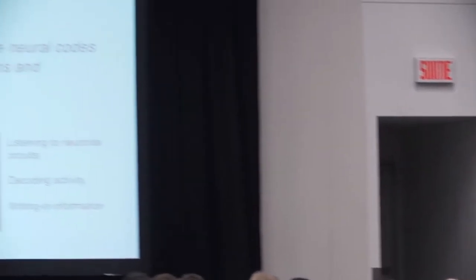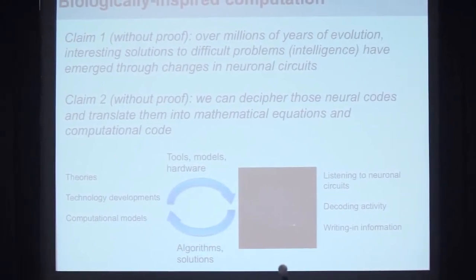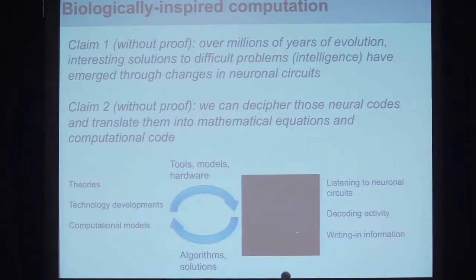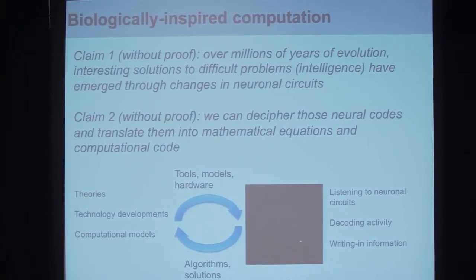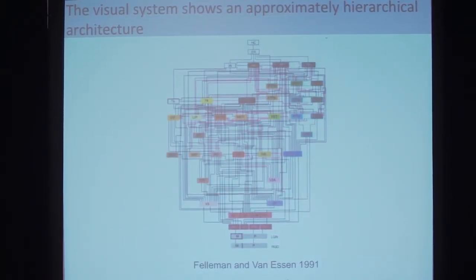At the heart of the main message that I'd like to convey today are 2 main claims. The first is perhaps pretty obvious, that over the course of many millions of years of evolution, our brains have produced circuits that do interesting things that we refer to as intelligence. And the second one, perhaps more controversial, is that by studying and elucidating those neural circuits and biological codes, we can translate those biological insights into mathematics and computational algorithms to give rise to the next generation of intelligent machines. And I'd like to give a couple of examples on that.